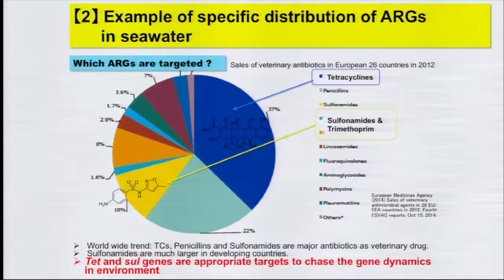So next section, I will show the example of a specific distribution of ARGs in seawater. Which ARGs are targeted? If you have the veterinary drugs, the tetracyclines are the major, and then penicillins, and then here yellow color is sulfonamide. So the worldwide trend, tetracycline, penicillin, and sulfonamides are the major drugs. In case of Asian developing countries, sulfonamide is much higher, a larger percentage. So TET genes and SUL genes are appropriate targets to chase the gene dynamics in environment.